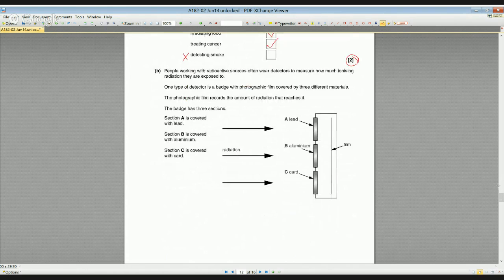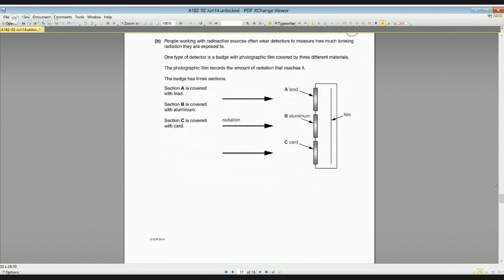On to part B. People working with radioactive sources often wear detectors to measure how much ionizing radiation they are exposed to. One type of detector is a badge with photographic film covered by 3 different materials. This is the sort of thing that would be worn by somebody working in a nuclear power plant, for example. The photographic film records the amount of radiation that reaches it, and the badge has 3 sections. Section A covered in lead, B covered in aluminium, and C covered with card.